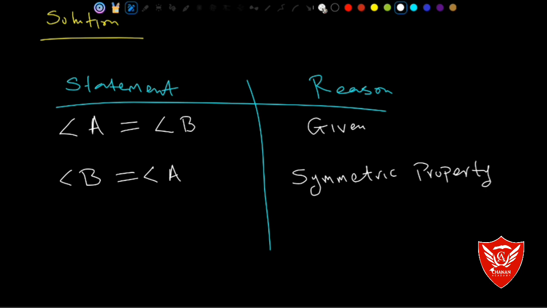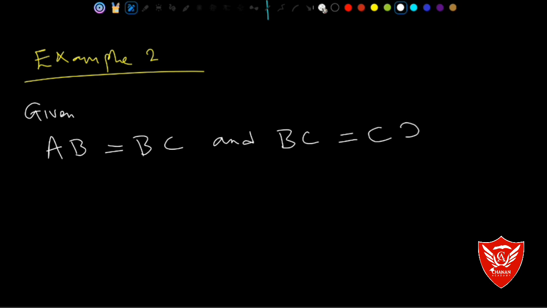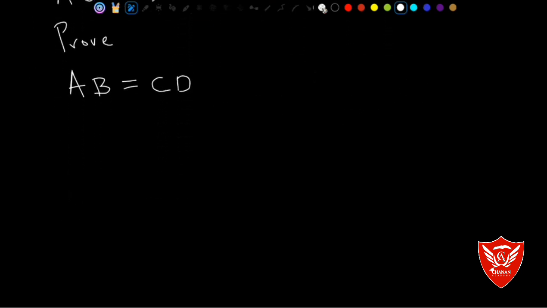Okay, so let's take another example. Given AB equal to BC and BC equal to CD. Prove AB equal to CD. Alright, so this is what we are given. Alright, so let's try to solve this one.